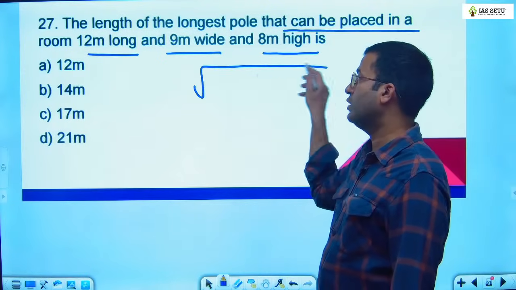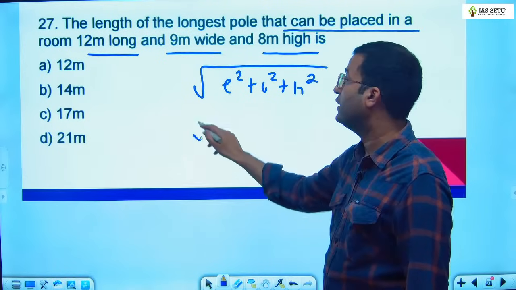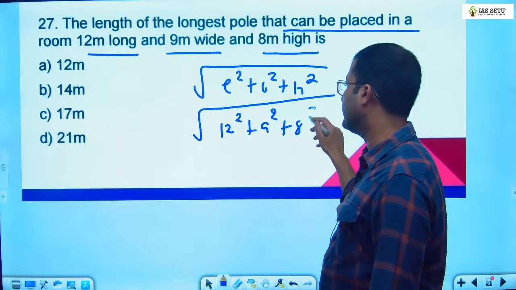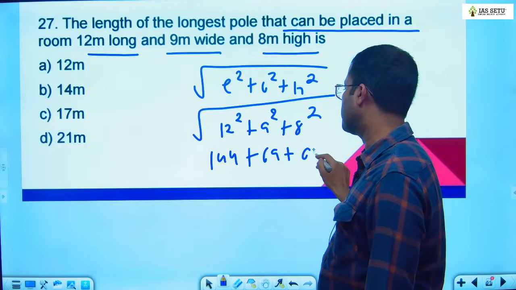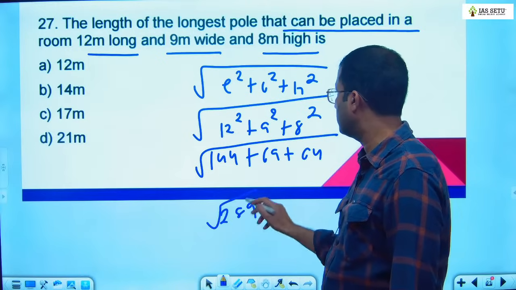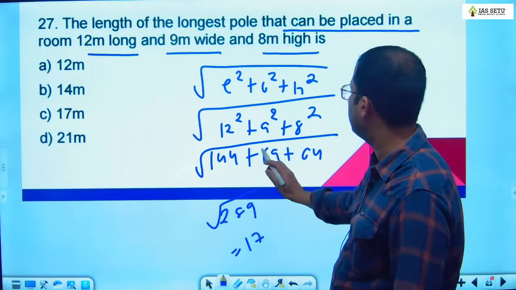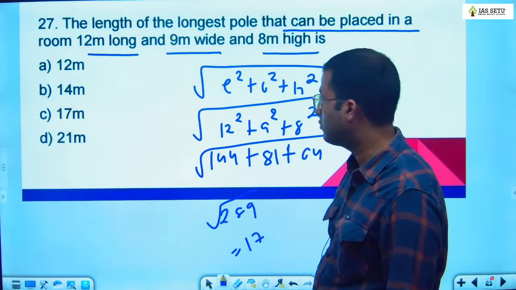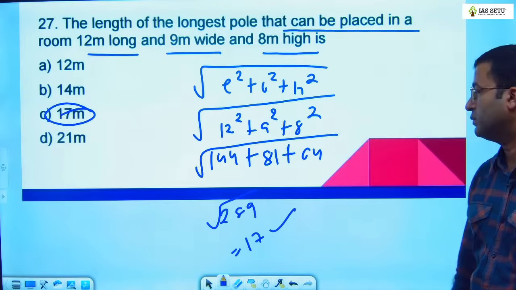The formula is under root L square plus B square plus H square. It is under root 12 square plus 9 square plus 8 square. It is 144 plus 81 plus 64. 289, under root 17. 289 will come, under root of 289 is 17. This will be the answer.